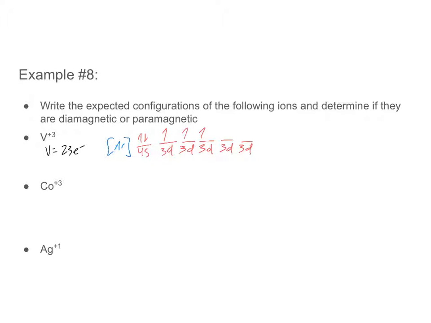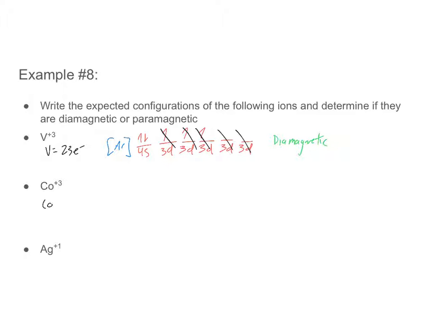And then what's going to end up happening is that because it's a +3, it's going to lose 3 electrons. So in this case, this particular element, or ion rather, would be diamagnetic, because all the electrons remaining are paired up.